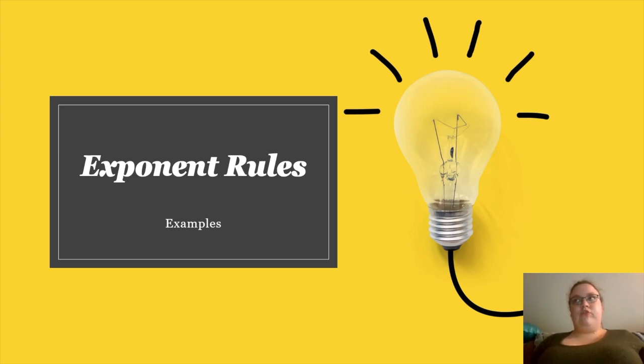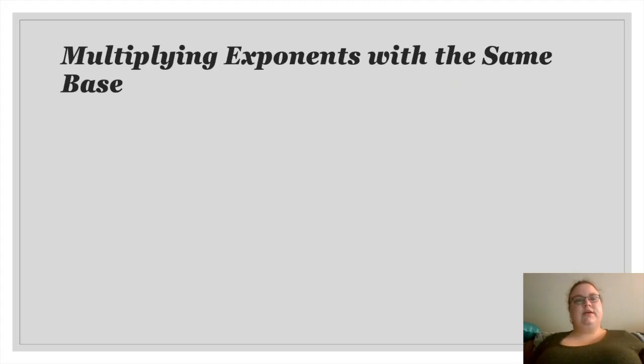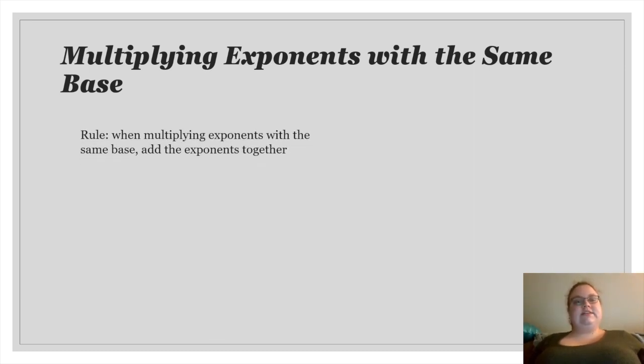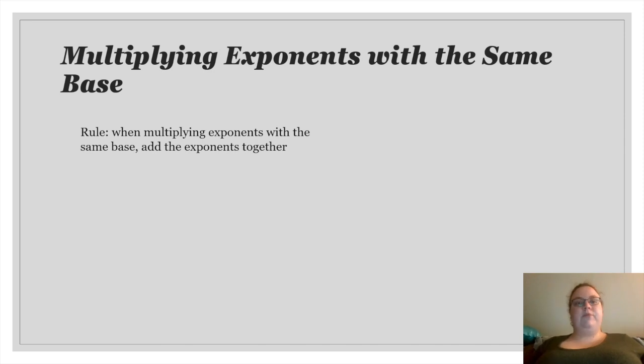And I will be going over rules of exponents, specifically multiplying and dividing exponents when you have the same base. So starting with multiplying exponents with the same base, here is our general rule. When multiplying exponents together with the same base, we add the exponents together. So here we have a problem of 6 to the third times 6 to the fifth times 6 squared. We can of course see that we have a common base of 6, and so we can apply this rule.